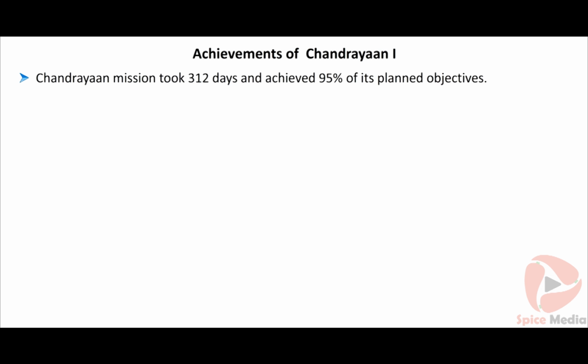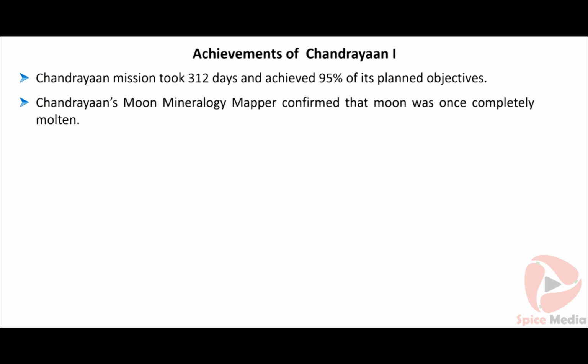The Chandrayaan mission took 312 days and achieved 95% of its planned objectives. The Bulgarian payload called Radiation Dose Monitor, RADOM, was activated on the day of launch itself and worked till the mission end. It detected the presence of water molecules on lunar soil. Chandrayaan's Moon Mineralogy Mapper confirmed that the moon was once completely molten. The European Space Agency payload, Chandrayaan I Imaging X-ray Spectrometer, detected more than 24 weak solar flares during this mission.